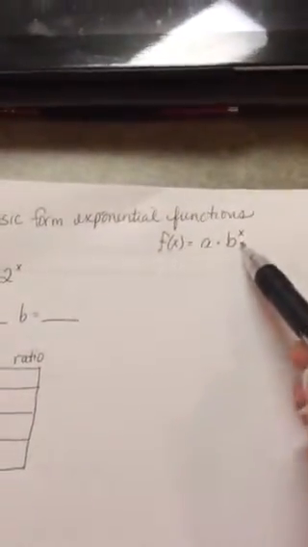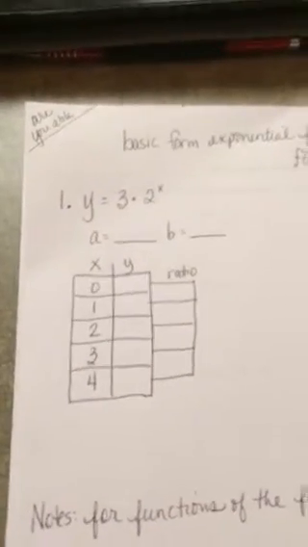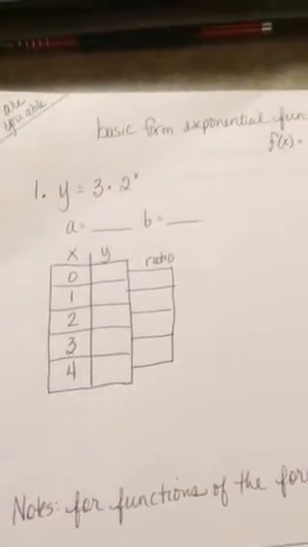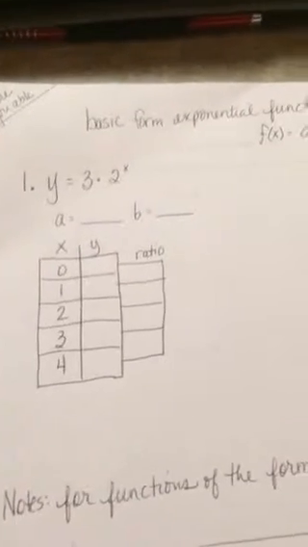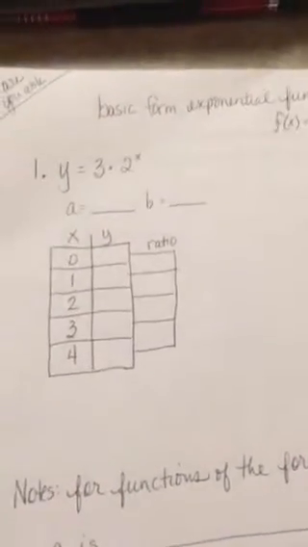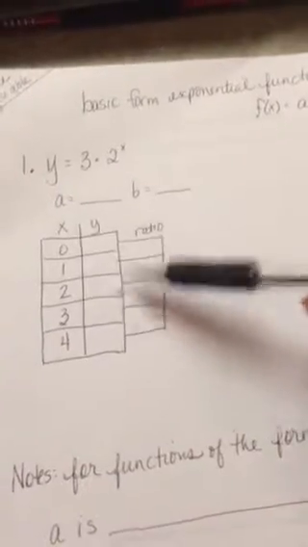First of all, the basic form for an exponential function is f of x equals a times b to the x power. Okay. This is problem number 1 on that worksheet. So what it's trying to get you to realize is what effects do A and B have on the tables? Not necessarily on the numbers, but on the tables right here.